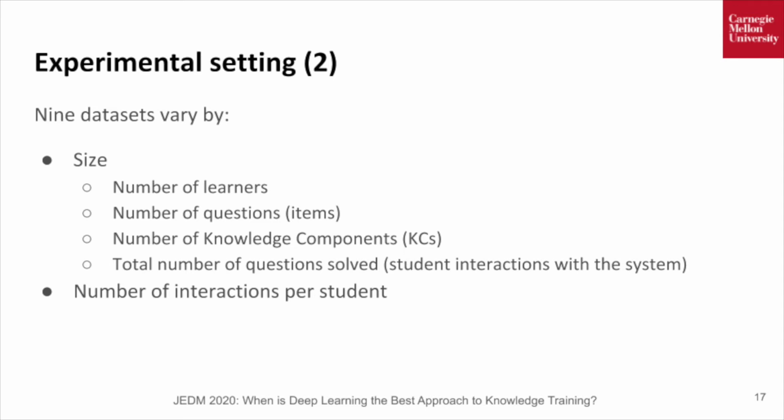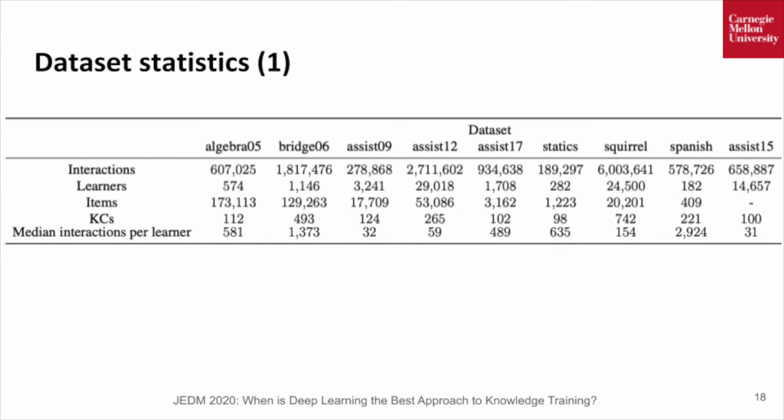The 9 datasets vary by size, as measured by the number of learners, the number of different questions, which we also refer to as items in subsequent slides, the number of different knowledge components, which you can think of as higher level skills associated with each question, and the number of questions solved, which we refer to as student interactions with the system in subsequent slides, and the number of interactions per student, which we will cover in more detail. This table describes our dataset statistics, with features on the left and dataset names on the top. Don't worry about interpreting the table yet, I will guide you through the relevant numbers in the next few slides.